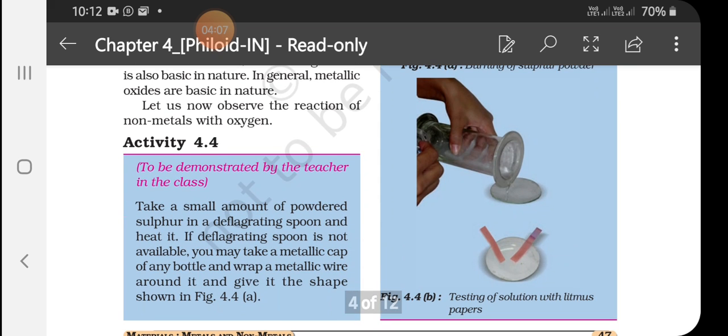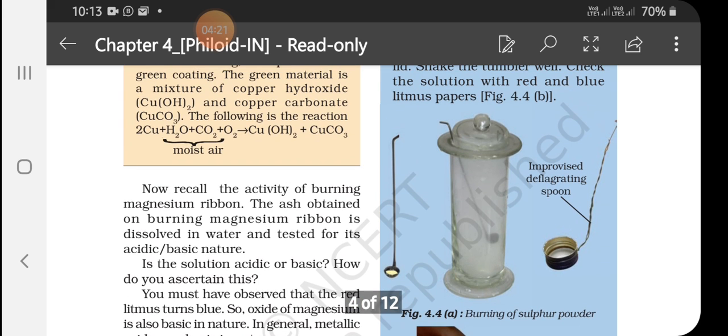Now we are taking one non-metal. What are we taking? We are taking a small amount of powdered sulfur in a deflagrating spoon, and we are going to heat it. Here is the picture of a deflagrating spoon, by which we can easily heat the sulfur. Sulfur is a yellow powder, as you can see in the diagram. If it is not available, then you can make an improvised deflagrating spoon also.